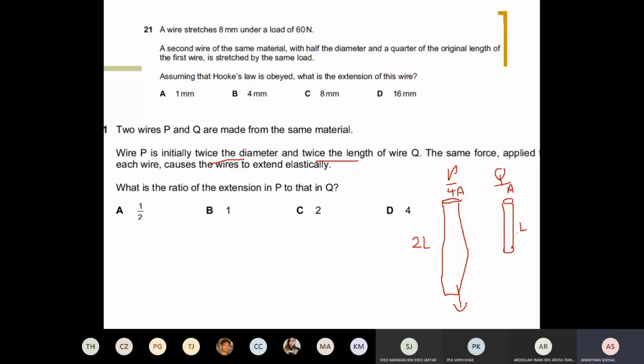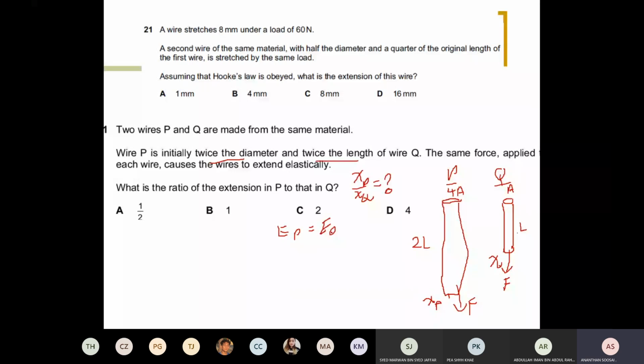And the force is same. Both apply with the same force. So now they're asking, what is the ratio of extension of P over extension of Q? This is the question. So A for A, L to L, F, F. So as usual, you put the values. The Young modulus of P must be same as Young modulus of Q.